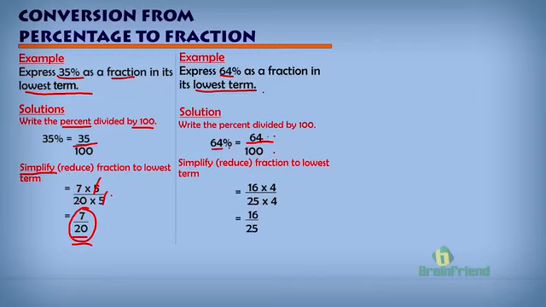16 times 4 will give us 64. 25 times 4 will give us 100. 4 divided by 4 will give us 1, and we will be left with what? 16 over 25. This is the lowest term possible. It simply means that we cannot further divide it or we cannot further simplify. So 16 over 25 is our answer. 64% can be rewritten as a fraction to give us 16 over 25.